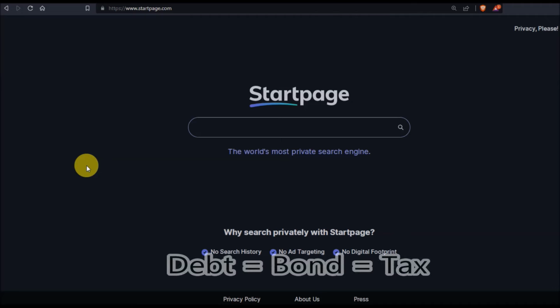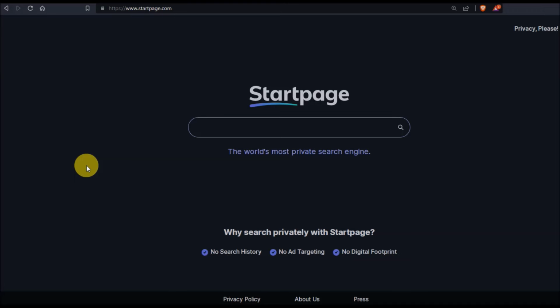Remember, debt is a form of bond, and bond is a form of taxation. In other words, tax is a type of debt. And tax is a type of debt because it's a liability, an entry on the ledger that you owe somebody. Anytime someone alleges that you owe them anything, that is debt. Well, tax is the exact same way.